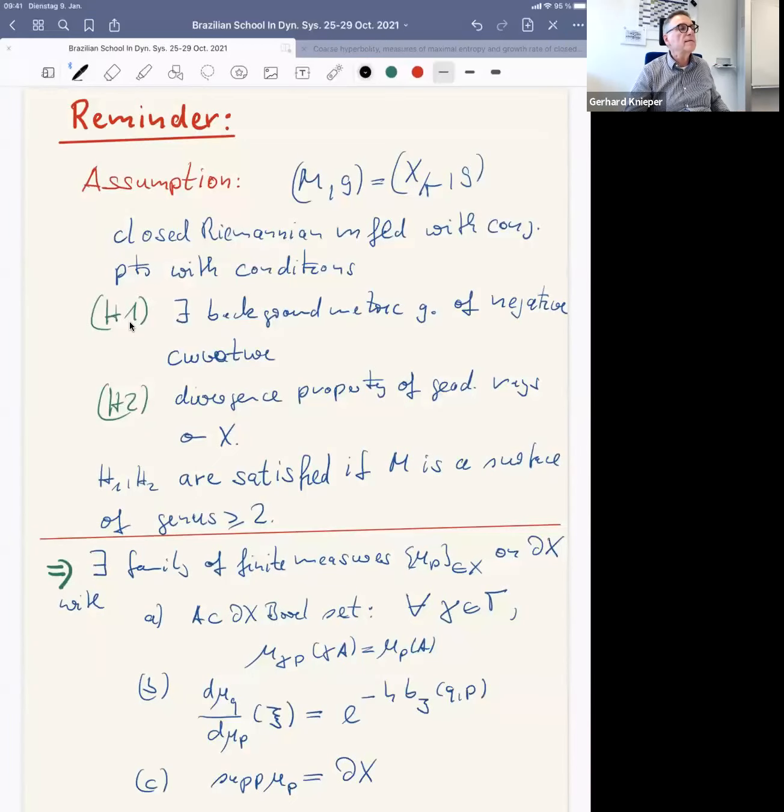I was explaining that in my first lecture. We were interested in measures of maximal entropy, maybe uniqueness of the measure of maximal entropy under some condition, and the other thing is, as an application, we want to get good asymptotics, maybe even in the sense of Margulis, on the growth rate of periodic orbits.